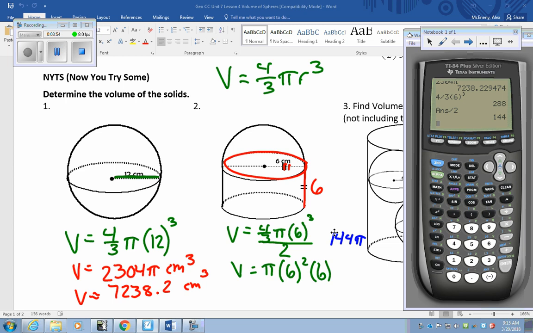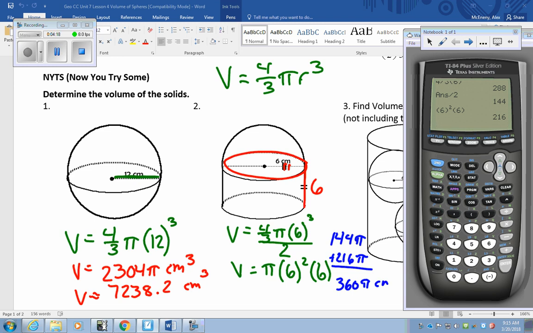and then I'll find the cylinder in terms of pi. So I'll have, in this case, 6 squared times another 6, which will be 216, and then again pi. So I'll add these 2 together, and then it'll give me an answer of 360 pi, and then I'll use my measurement centimeters cubed. And like I said before, if you want to change it to nearest tenth, just put that 360 pi in the calculator.